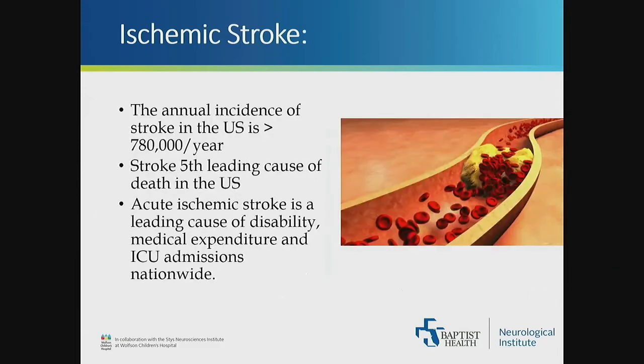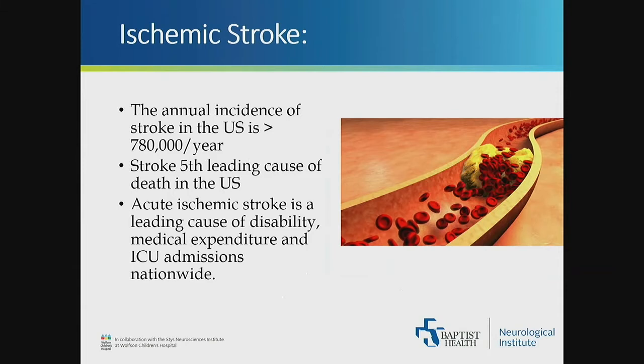So annual incidence of stroke is 780,000. The calculation, it's probably a little bit higher now. And stroke is the 5th leading cause of death in the United States. Acute ischemic stroke is the leading cause of disability, medical expenditure, and ICU admissions nationwide.